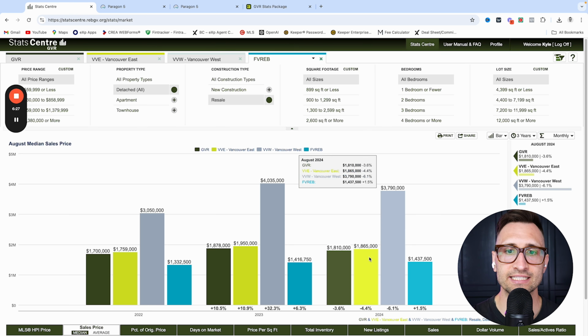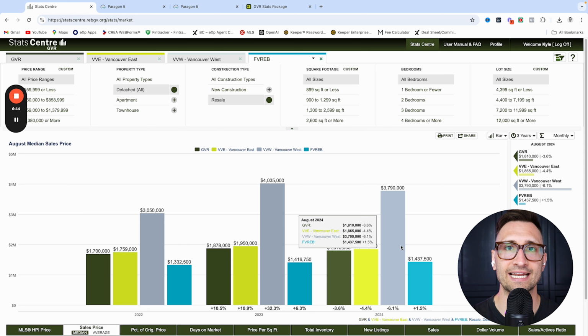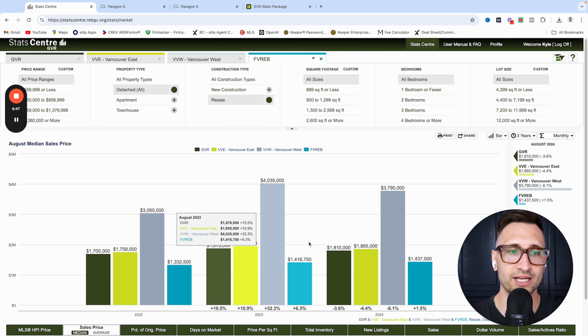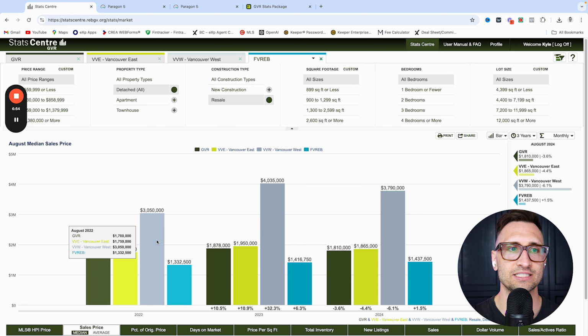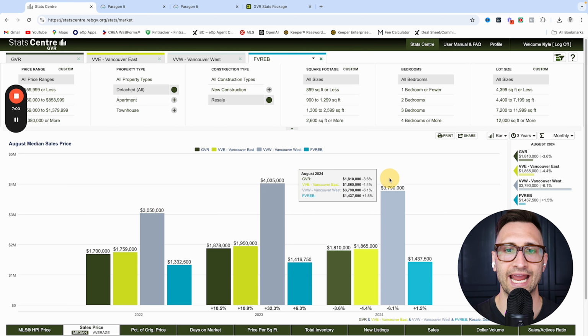In the yellow, Vancouver's East Side, a drop of 4.4% year over year, 1.865 million, your average price for a detached home. We went over these Vancouver West numbers, just under 3.8 million for Vancouver's West Side. You are buying at a little bit of a discount when compared to 2023, but if you look back even 2 years ago, you are still doing pretty well, as there's been some quite significant changes from that, just over that $3 million mark on Vancouver's West Side here, compared to just under 3.8 here in 2024. And rounding out in the Fraser Valley, your average detached home is sitting at $1.437 million.